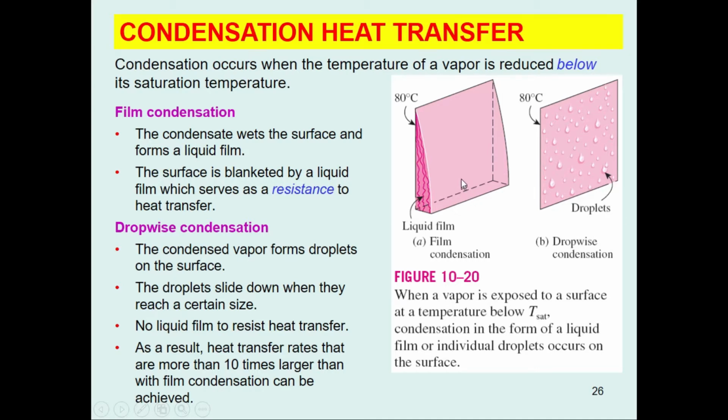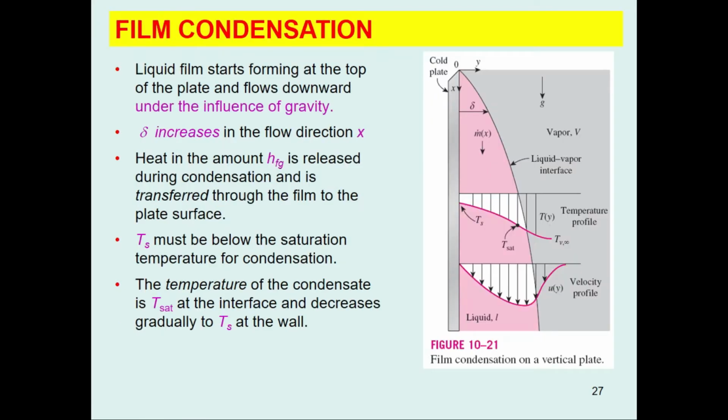In the case of film condensation, the surface is blanketed by the liquid film, and this liquid film acts as a resistance to the heat transfer. That is why the film condensation process is not preferred and the dropwise condensation process is preferred. This is a typical example of film condensation. We now consider film condensation on a vertical plate, as you can see in this diagram.